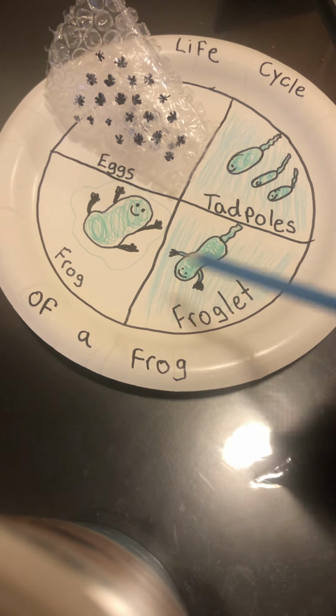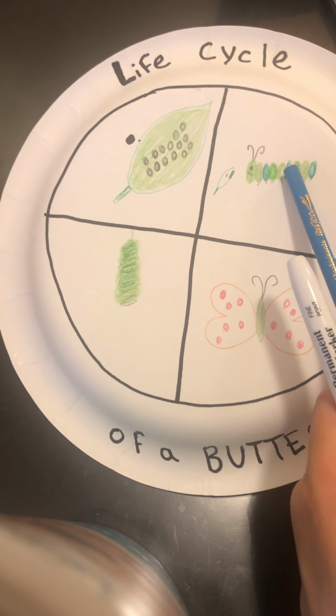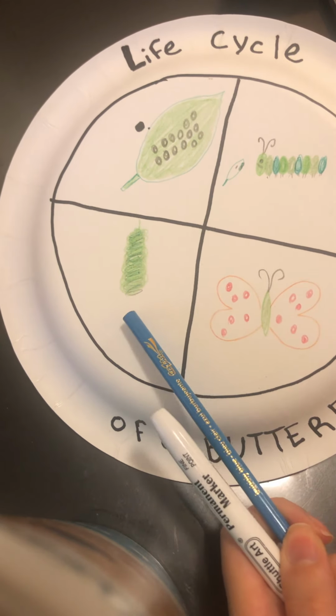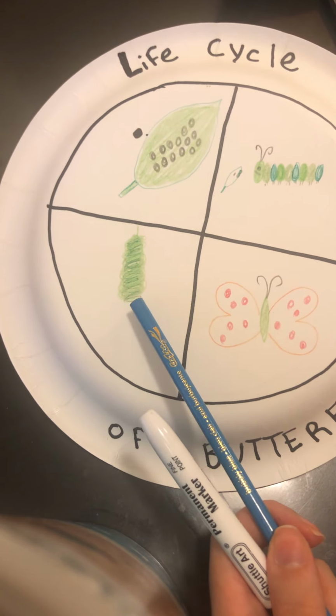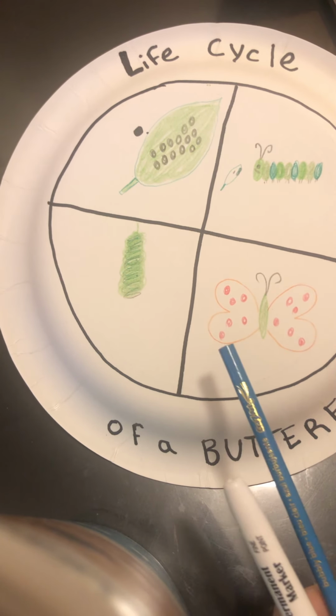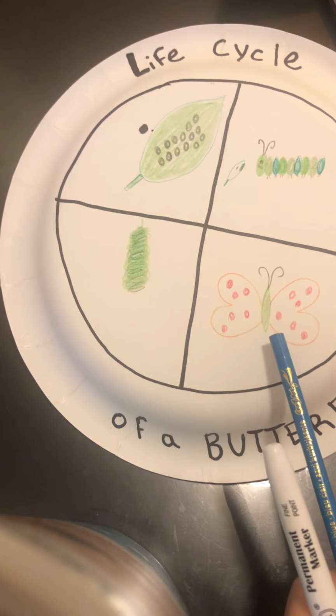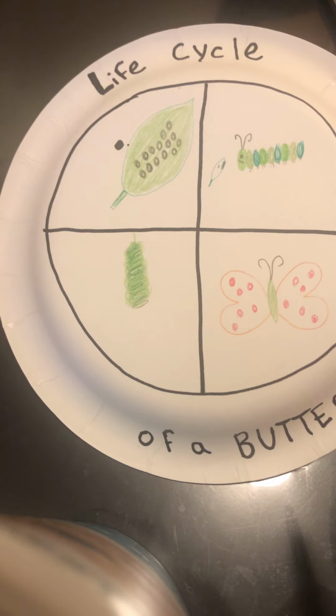Now I drew up another life cycle just for everybody to get an idea. Here's a life cycle of a butterfly. The butterfly lays its eggs. The eggs hatch into being a caterpillar. Then the caterpillar turns into a cocoon, and the cocoon then turns into a beautiful butterfly, and it starts all over again.